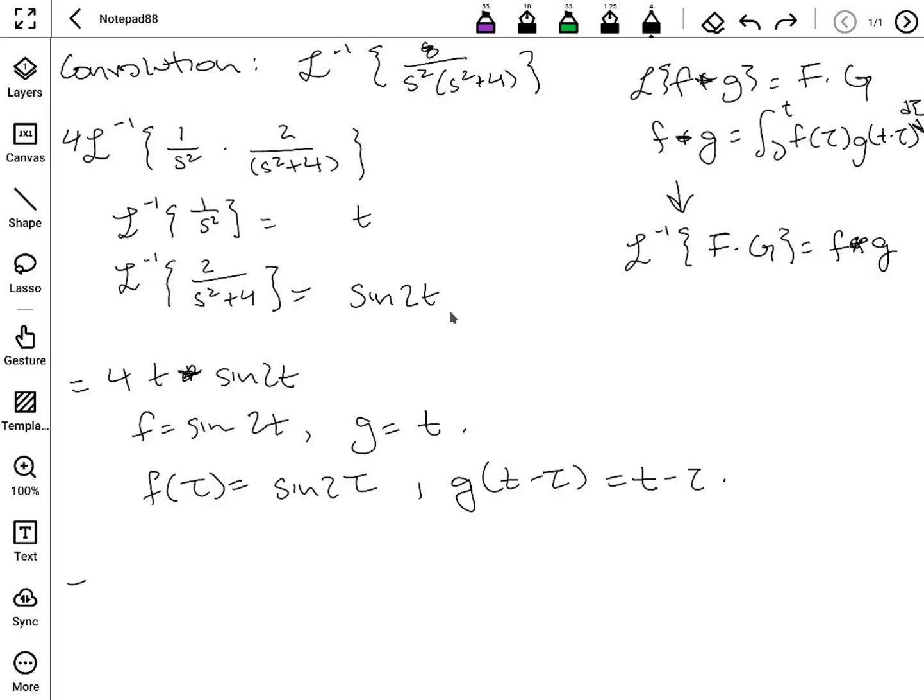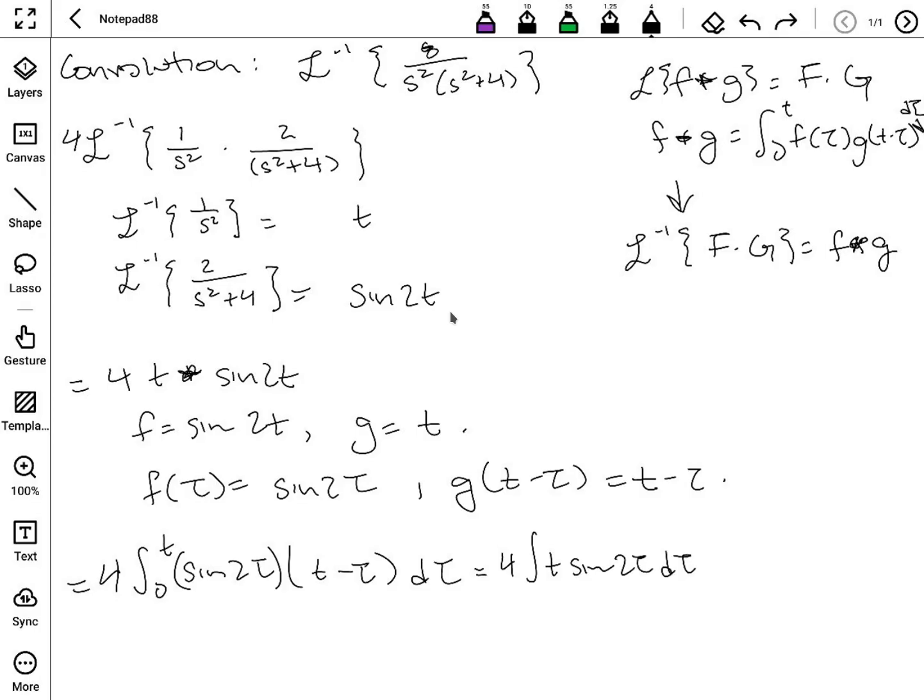So then 4 t star sine 2t is going to be 4 times the integral from 0 to t of sine 2 tau times t minus tau, all of that integrated with respect to tau. And I can distribute sine across the t minus tau to turn this into two integrals. So this is going to be 4 integral t sine 2 tau d tau minus 4 integral tau sine 2 tau d tau. And those integrals go from 0 to t.